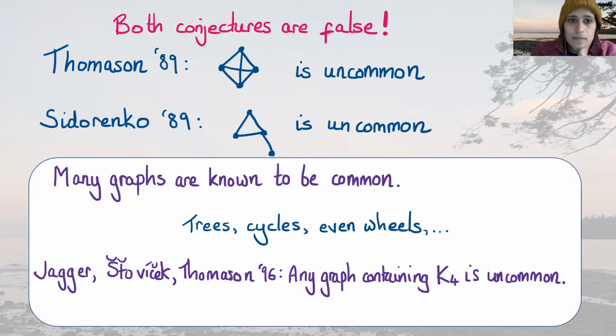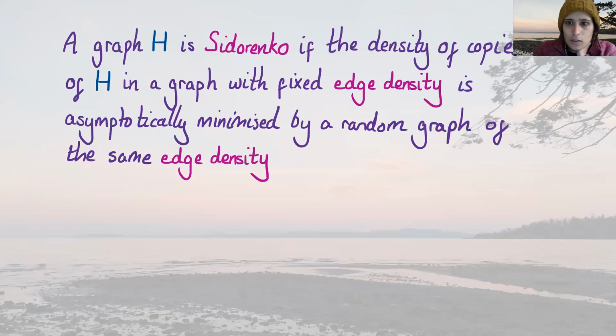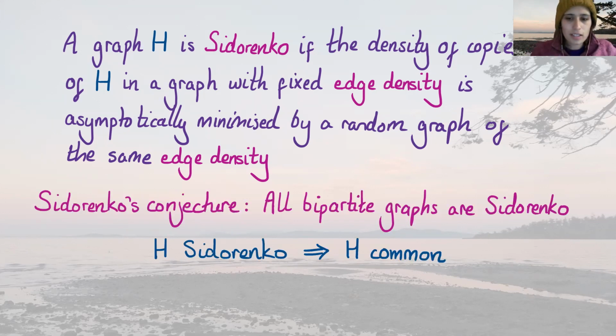Okay, so just very briefly, I don't intend to talk about this for very long, but it would probably be silly of me to talk about commonness and uncommonness without briefly mentioning the very related property of being Sidorenko. You can say that a graph is Sidorenko if the density of copies in a graph with fixed edge density is asymptotically minimized by a random graph of the same edge density. If you haven't seen this before, don't worry too much about it. I'm not going to talk much more about it, other than to say that there's a very famous conjecture, Sidorenko's conjecture, which says that all bipartite graphs are Sidorenko.